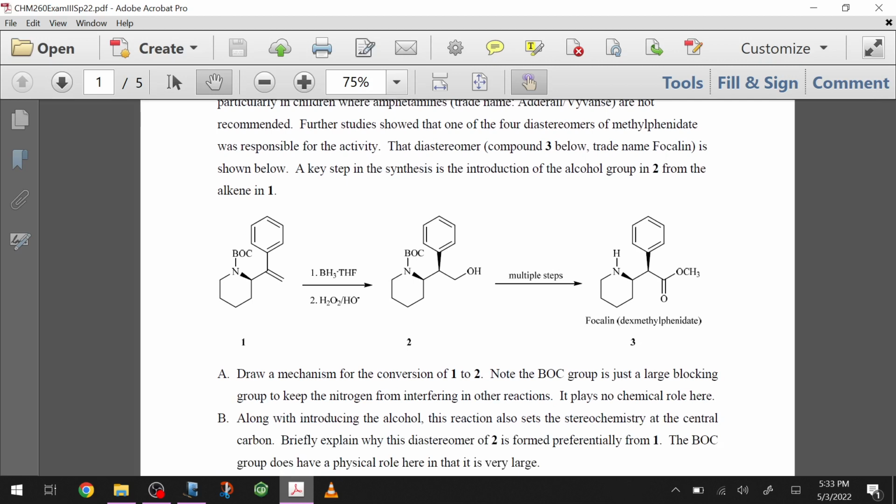You can ignore the BOC group. The BOC group is a nitrogen protecting group. It does not do anything chemically here. When we talk about stereochemistry in part B of the question, it just plays the role of being really, really big, and that's important. But in terms of mechanism, no role at all. So let's take a look.